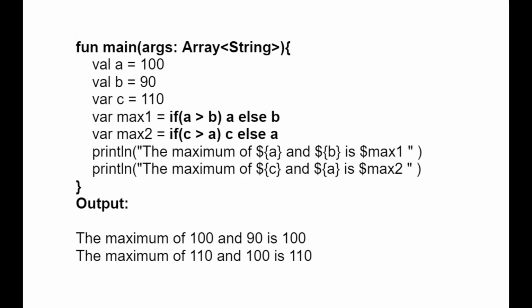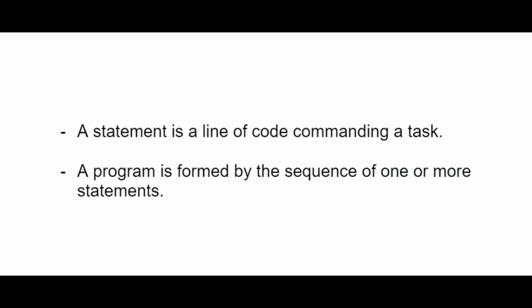The next one is Kotlin statement. A statement is a line of code commanding a task. It is a syntactic unit of any programming language that expresses some actions to be carried out. A program is formed by a sequence of one or more statements.